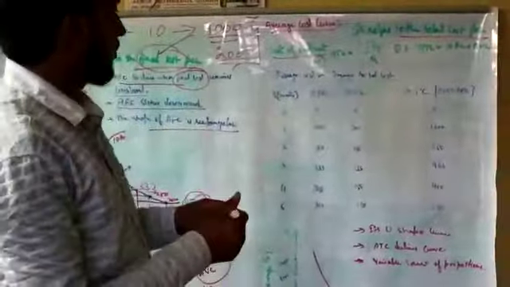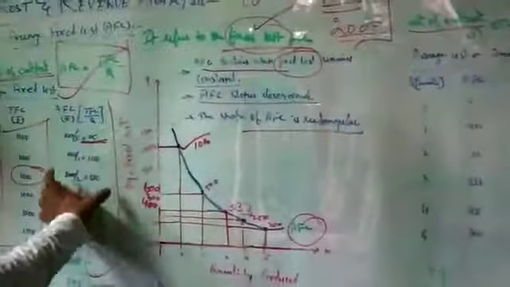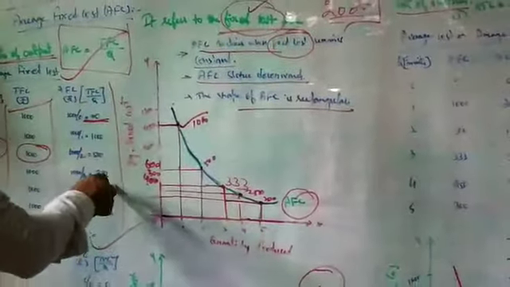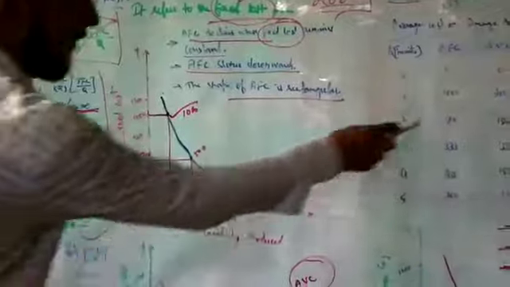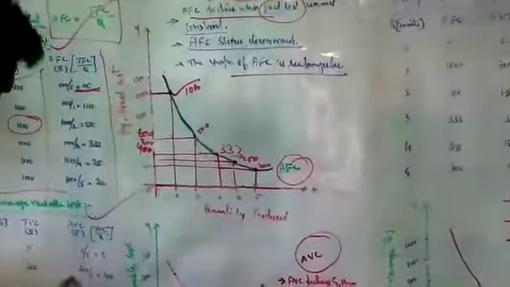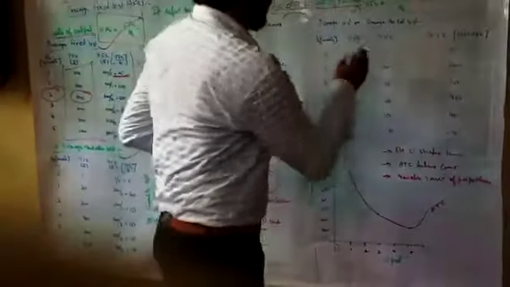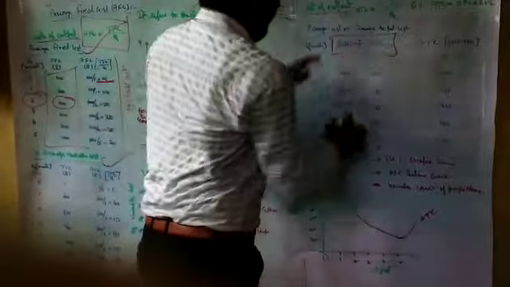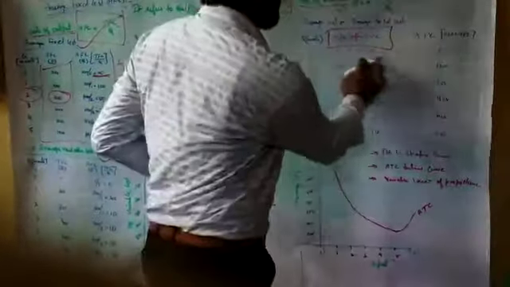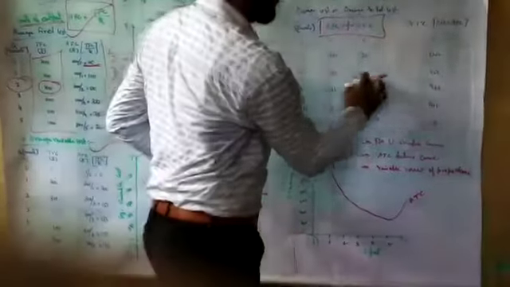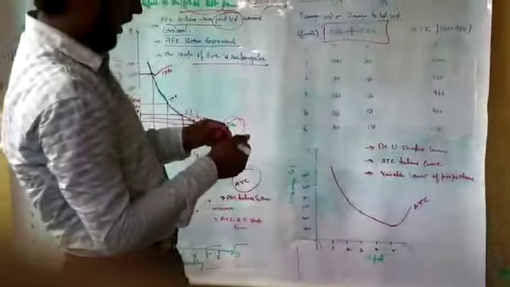Average total cost. So we took the items 0 to 5. AFC values we took: 0, 1000, 500, 333, 250, 200. We have identified these values, right? We take AVC as well, and after that we add this plus this, and you will get ATC. So 0 plus 0, 0. 1000 plus 200, 1200. 500 plus 150, 650. This way we will calculate it in order.